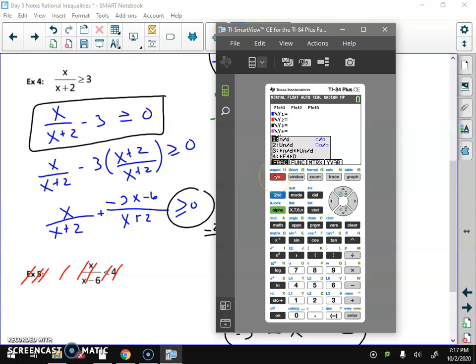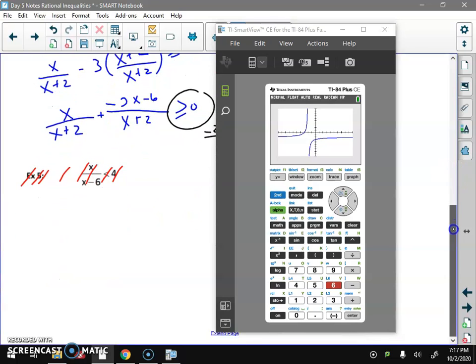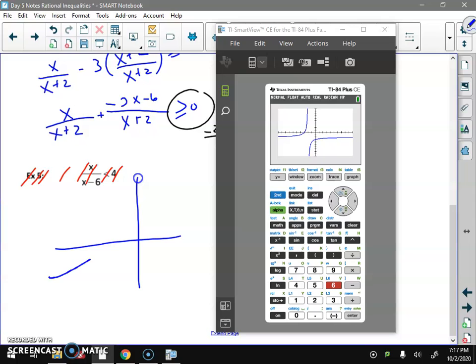Alpha, y equals. Geez, I do that in algebra all the time. Fraction. x over x plus 2, out, minus 3. And I'm going to graph that. Let's just go to zoom 6, get it nice and centered. All right, I'm going to sketch this graph. Does this, and does this.